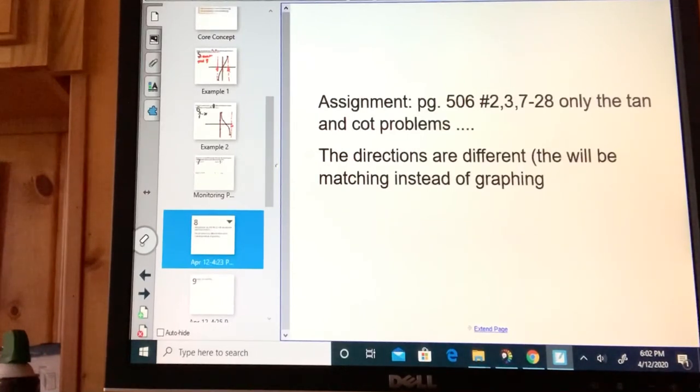What we're going to do for our assignments, we're going to do page 506. We're going to do numbers 2, 3, and I picked a few of the tangent and cotangent problems from 7 through 28, okay? Now the directions are a little different. We're not going to actually end up graphing them on paper. I have a matching where you'll have to match the graph to the function.